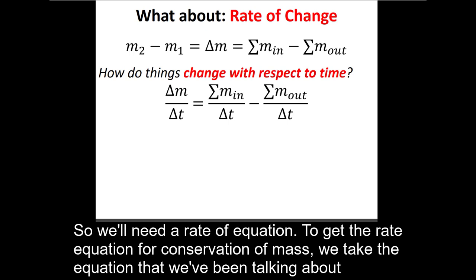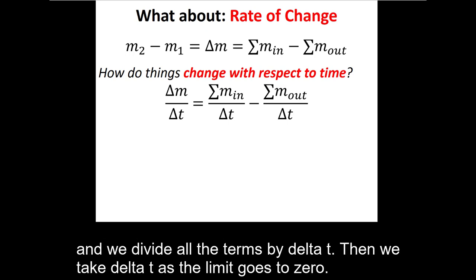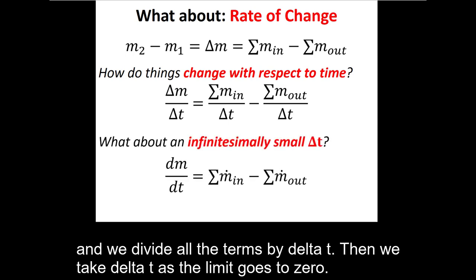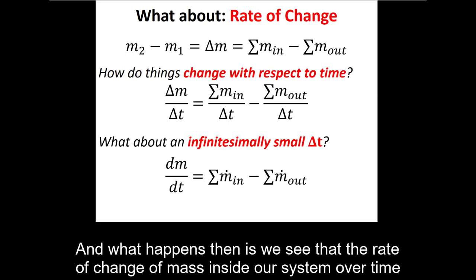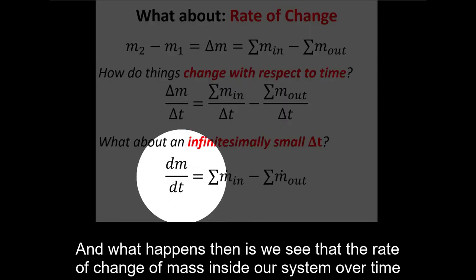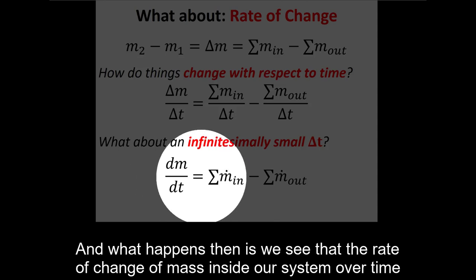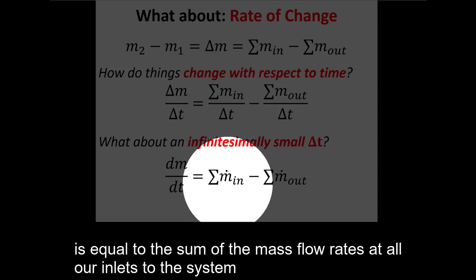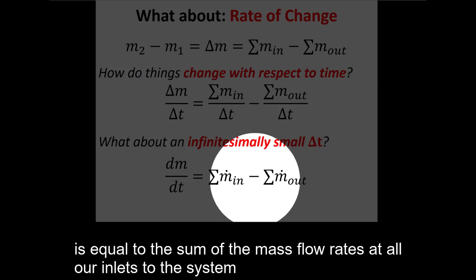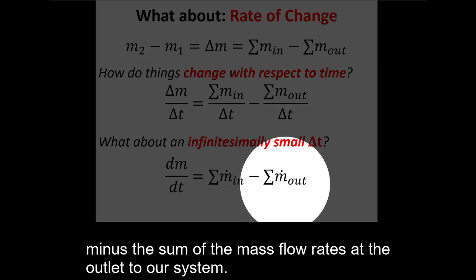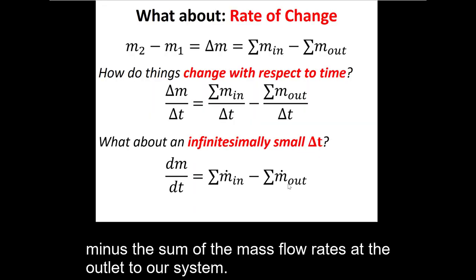To get the rate equation for conservation of mass, we take the equation that we've been talking about and we divide all the terms by delta t. Then we take delta t as the limit goes to 0. And what happens then is we see that the rate of change of mass inside our system over time is equal to the sum of the mass flow rates at all our inlets to the system minus the sum of the mass flow rates at the outlets to our system.